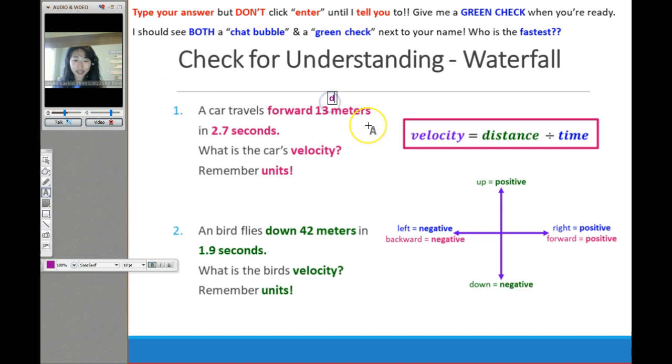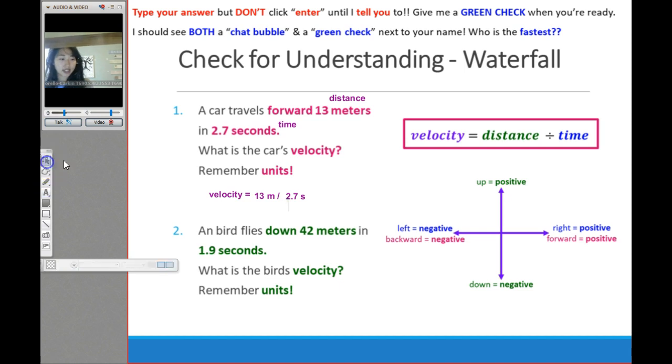Yes, this is going to be our distance. Perfect. What about 2.7 seconds? Seconds tells us that this is our time. Exactly. So if I plug this in, velocity equals distance divided by time. So I start with our distance, which is 13 meters, divided by our time, which is 2.7 seconds.